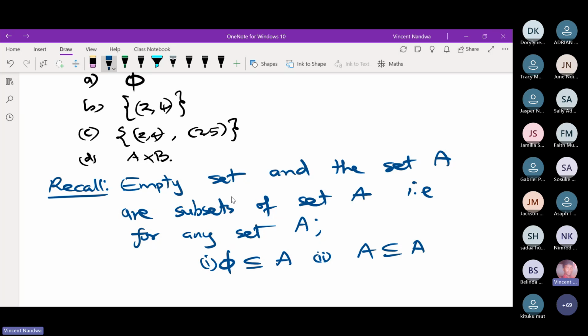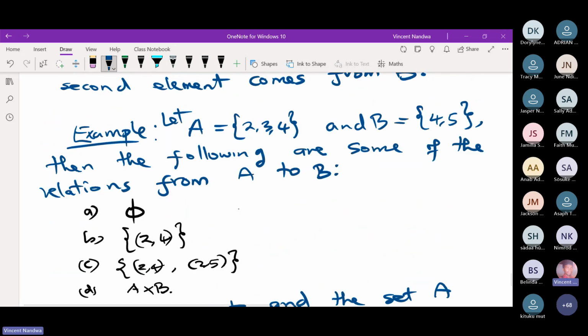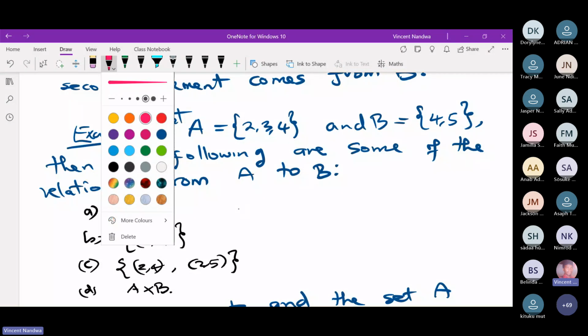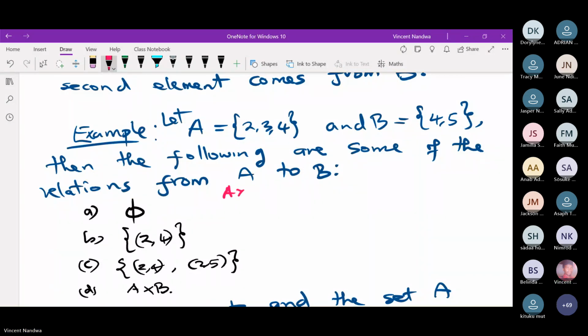That's why, when we have been given set A with elements 2, 3, 4, and set B with elements 4, 5, if you are to define the Cartesian product of A and B, what would be my first element in this Cartesian product? The pair will have which elements? The first pair in A cross B.